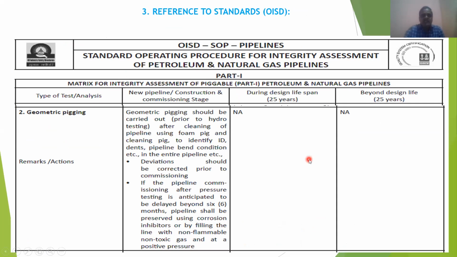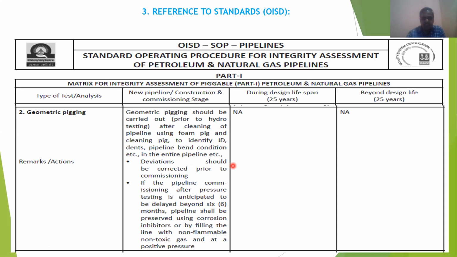See, this is OISD SOP pipelines, standard operating procedure pipelines. See this point number 2, geometric pigging. Geometric pigging should be carried out prior to hydro testing after cleaning of pipeline using foam pig and cleaning pig, to identify ID, dents, pipeline bend conditions, etc. in the entire pipeline. This is most important.